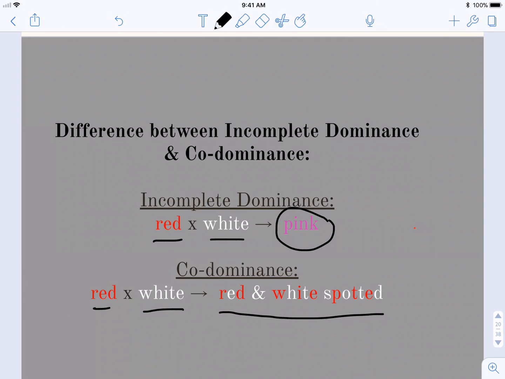But numbers 2 and 3 are going to give you some practice to try and do a codominance Punnett square and word problem.